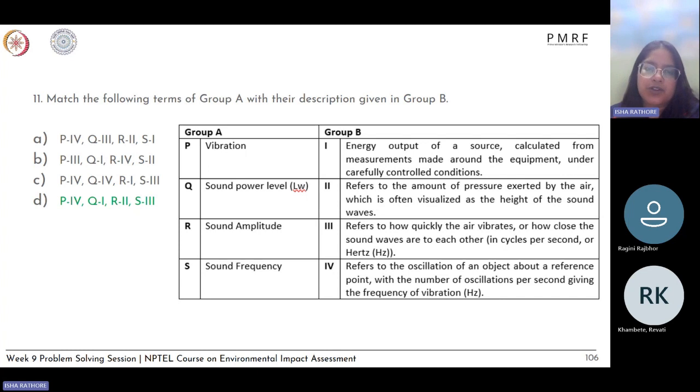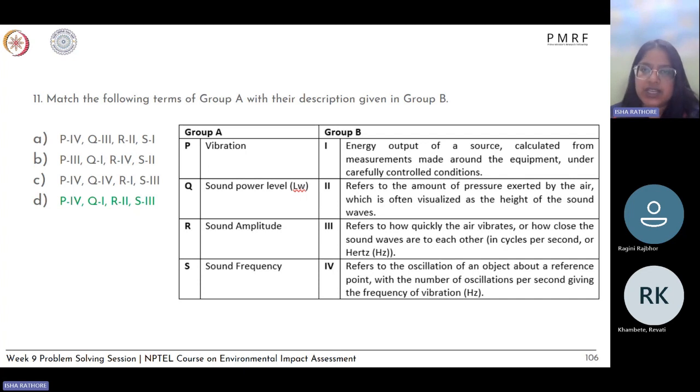Then Q, sound power level, matches with 1, which is the energy output of a source calculated from measurements made around the equipment under carefully controlled conditions. So Q matches with 1. Then R, sound amplitude, matches with 2, which refers to the amount of pressure exerted by the air, often visualized as the height of the sound wave. So R matches with 2.